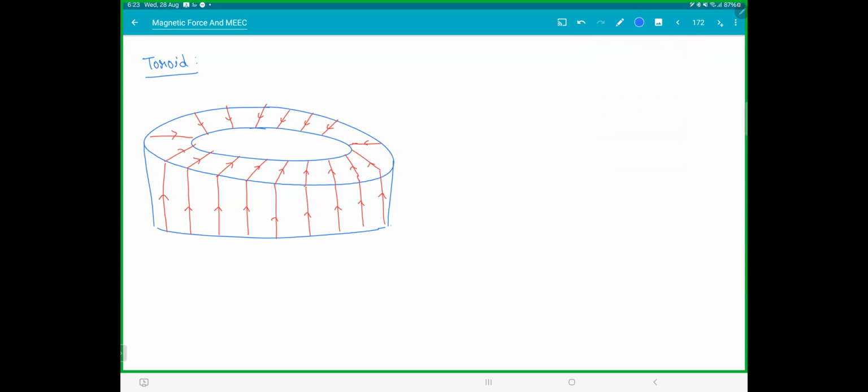They did remove it. So this is A, this is B. So here N is the total number of turns.